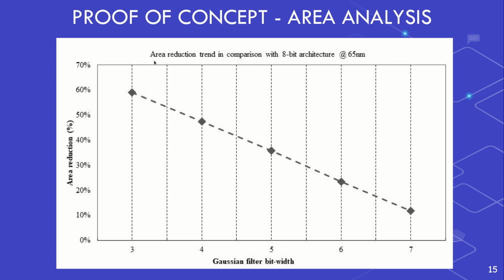And when we evaluate the area reduction, we can also see the different circuits here, taking into consideration the 8-bit architecture as the baseline for the same technology. We can see that the most aggressive approximation achieves a maximum area reduction of about 60%.